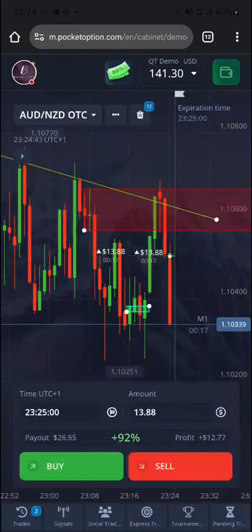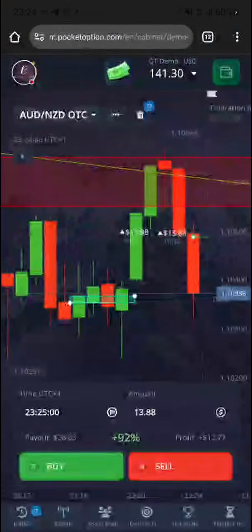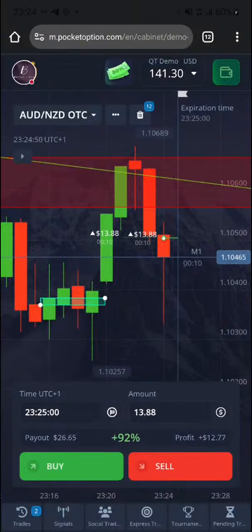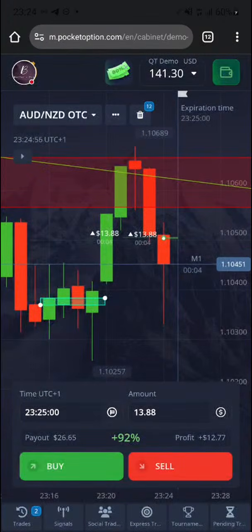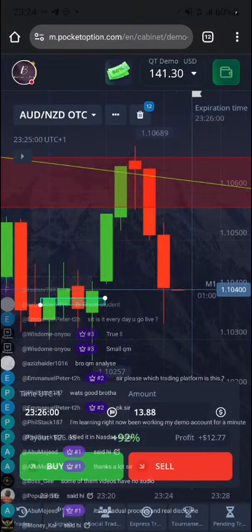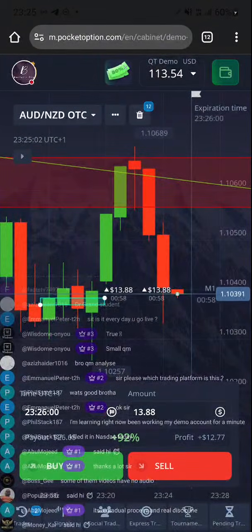Okay, we have the buyers. The sellers just came in. I didn't expect them to come in like this. I was expecting a green candle. The buyers came in late, but this is a very good trade too. Can we have another gap down? Let's go with the buyers again.